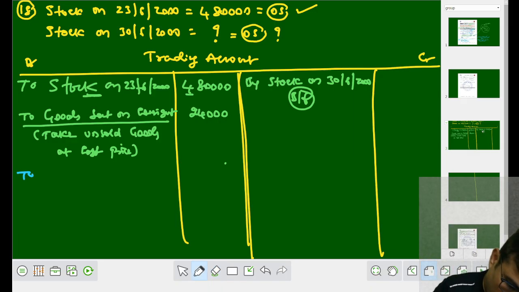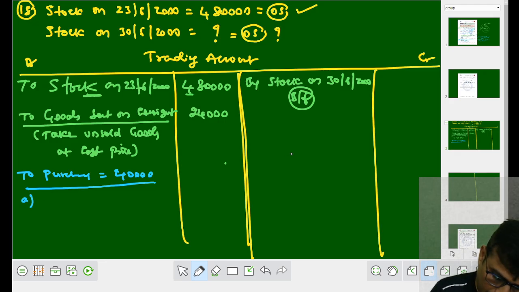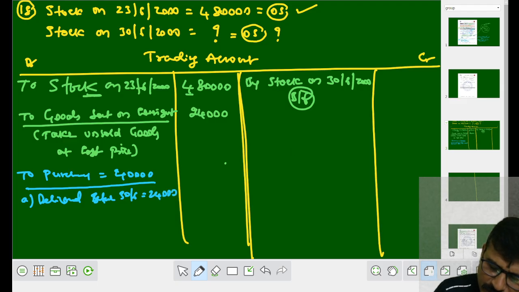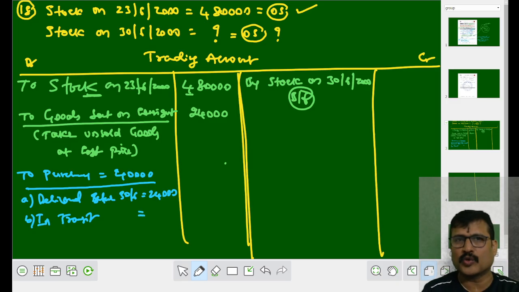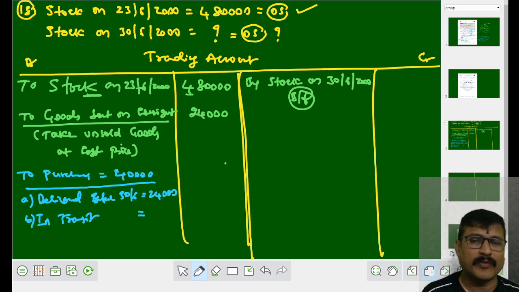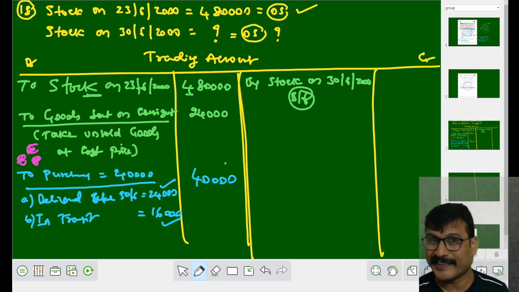So let us write purchases 40,000. What we have to write? A point, delivered before 30th June 24,000. B point, in transit. Don't write delivered on 5th July. You mention it as in transit, means on the way. The goods are on the road, dispatched by the seller, by the vendor, but we have not yet received the goods. We can say that the goods are in transit. How much? 16,000. We have to take both. Both means put together we have to take 40,000. Please remember, this is one of the very important points in this particular problem.